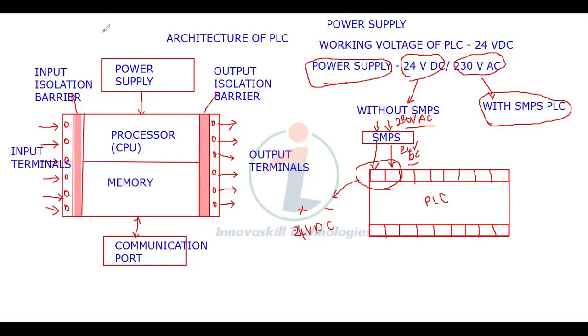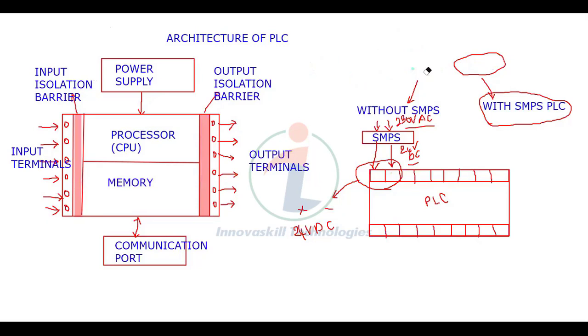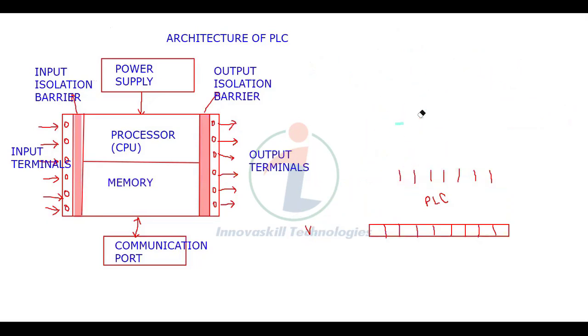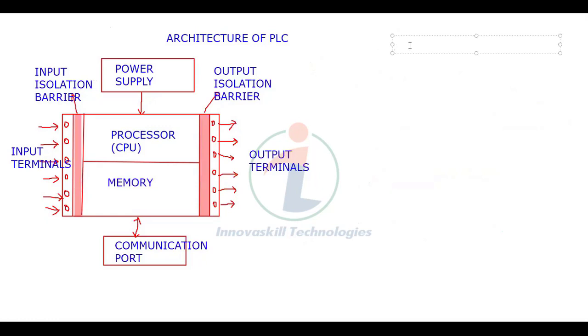So next we'll discuss the input and output devices. Generally, PLC's input and output devices are categorized into two types: one is digital, another one is analog. Digital input output or analog input output.